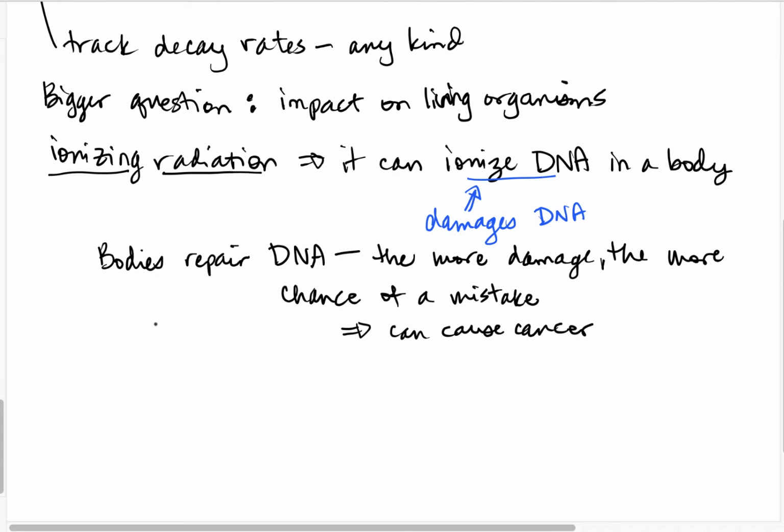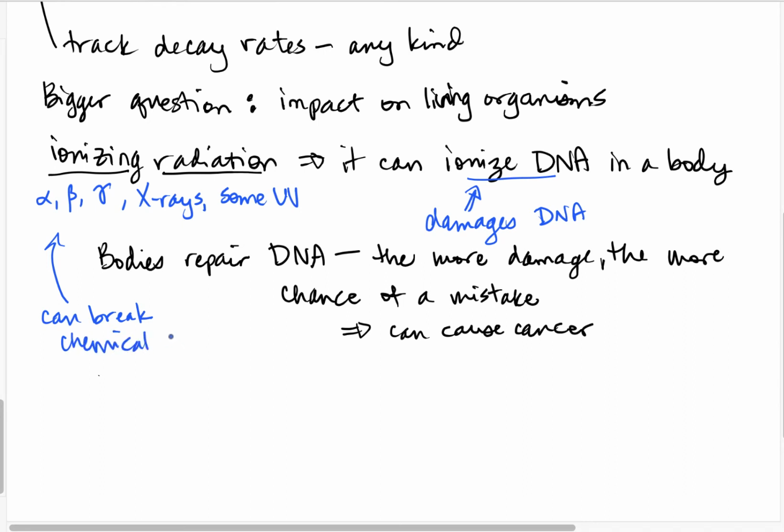And although we're talking about radioactive radiation specifically, ionizing radiation includes alpha, beta, and gamma radiation, but also X-rays and some UV. All of these can be ionizing radiation. They can break bonds. They can break chemical bonds in molecules inside your body or on your skin or whatever. And that's what's causing the damage.